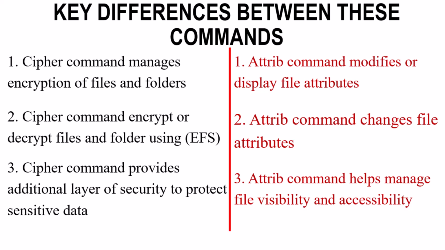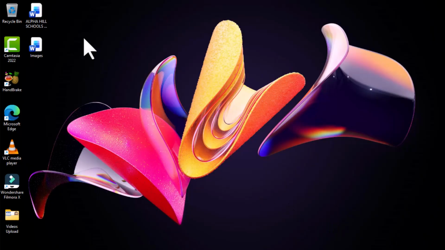Now, we have looked at the theoretical differences between the Cipher command and Attribute command. Let's quickly jump into the computer interface, that is the desktop background, and let me show you how we can practically use these commands to make some changes to our files and folders, which is going to help us with organization and also management of these items. So now this is my desktop background and I have all these icons here. We are going to start with the Cipher command, and to do this we need to open the command prompt on our interface. So let's open it quickly.